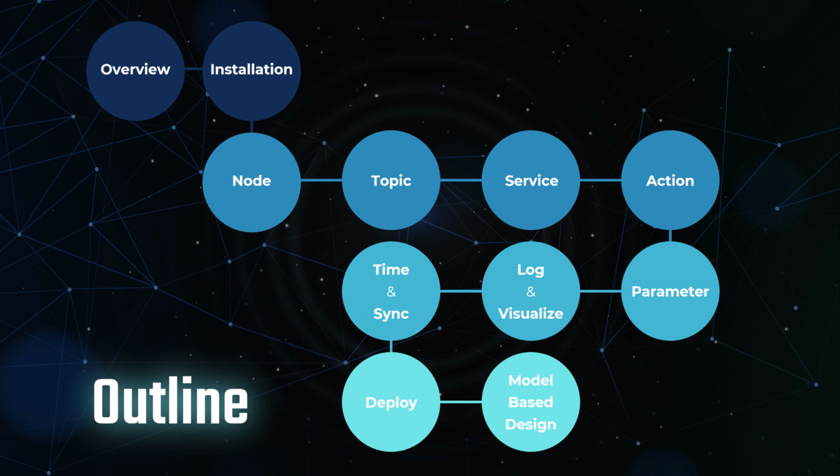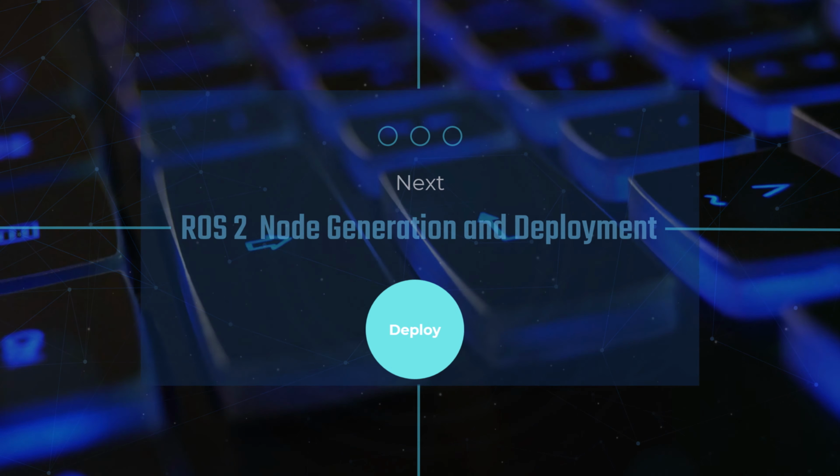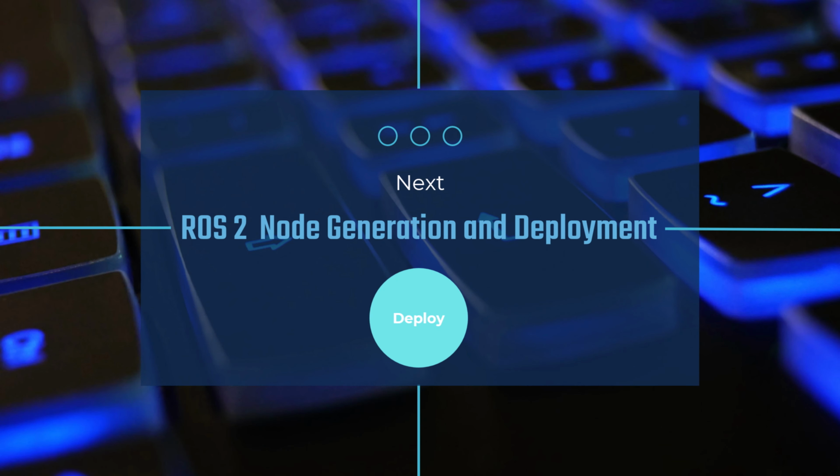In the next session, we will explore how to deploy ROS2 nodes in MATLAB and Simulink as standalone nodes on target systems. By the end of this session, you will have a comprehensive understanding of generating C++ code from ROS2 nodes and deploying it to local or remote device targets. I look forward to continuing our journey in the next session.